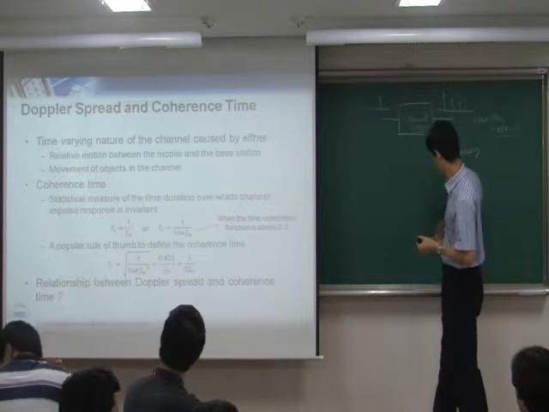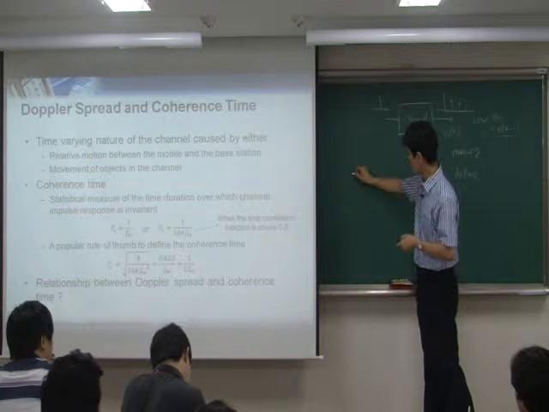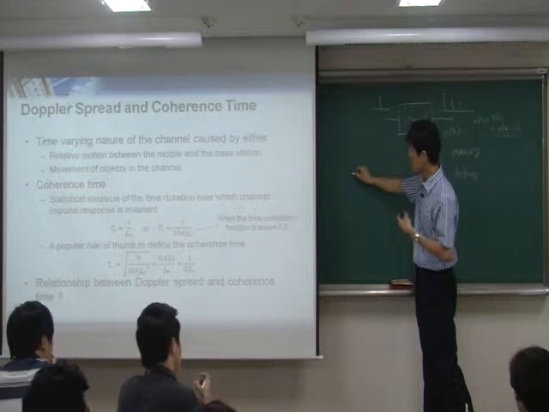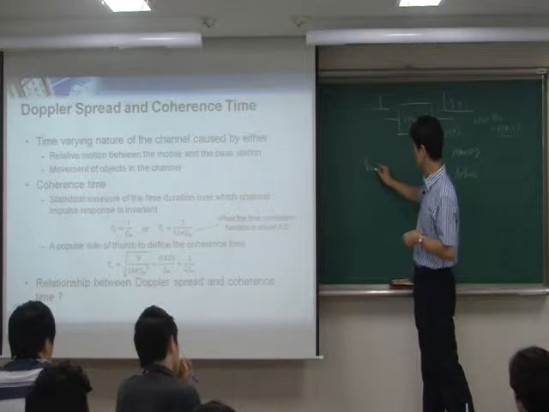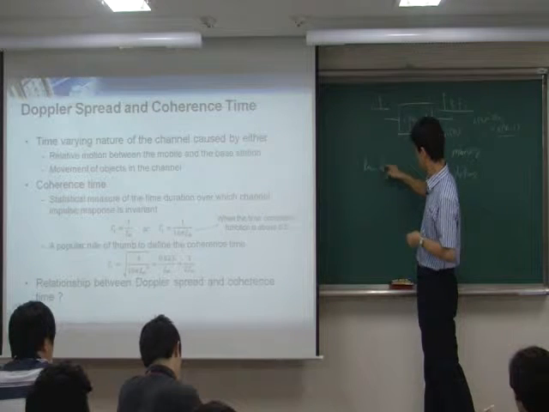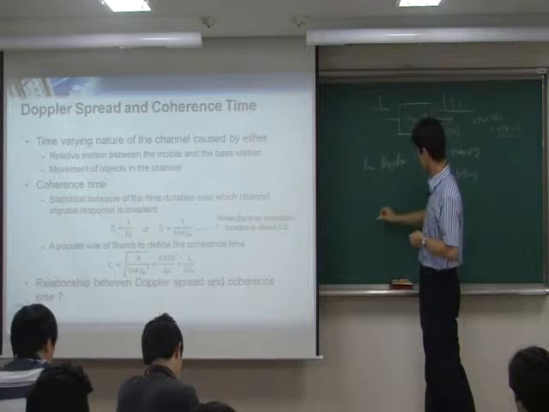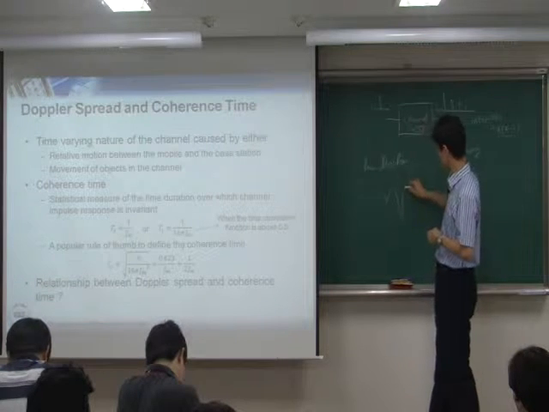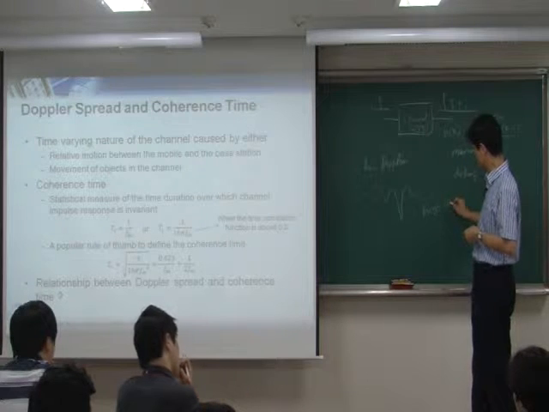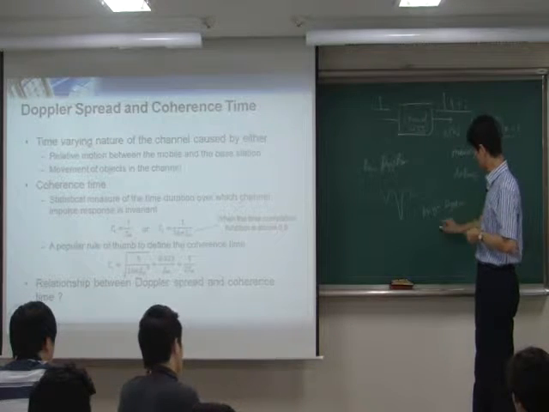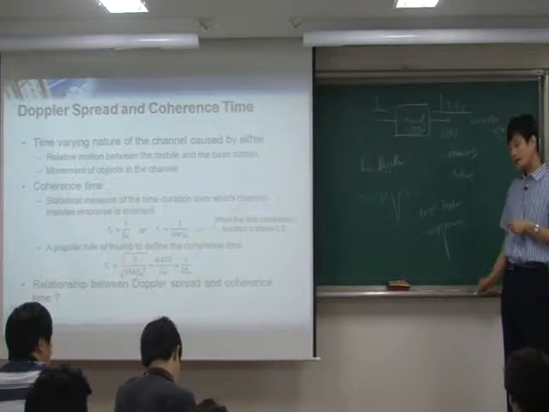How does it affect? Simply speaking, as we looked at, if you have a low Doppler frequency, you have a slow fluctuation, right? If you have a high Doppler, you have a fast fluctuation. So why is it important?